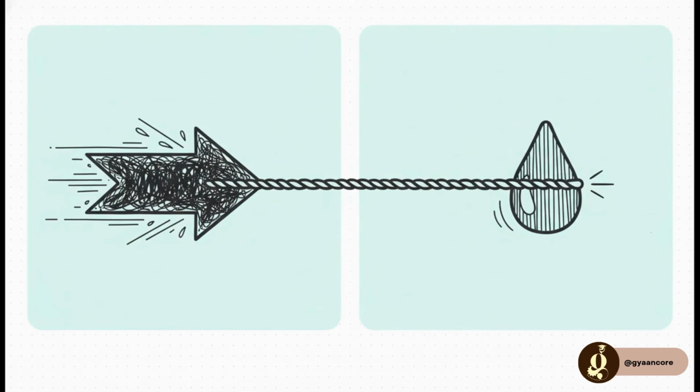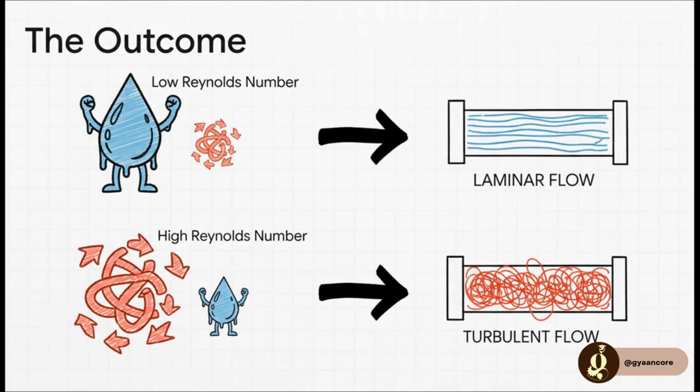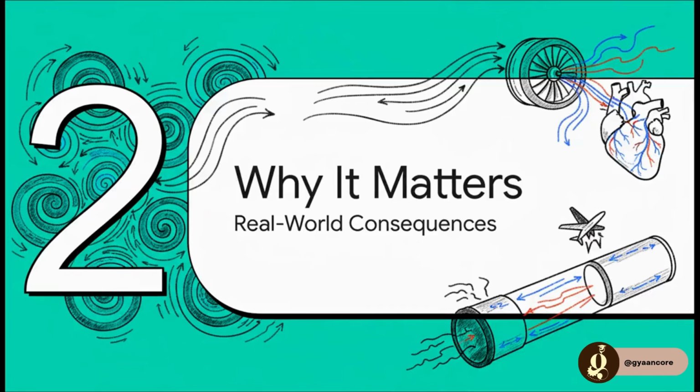The Reynolds number is just a tug of war. On one side, you have inertial forces. That's the fluid's own momentum, and it's always pushing for chaos. On the other side, you have viscous forces, the fluid's internal friction, acting like a brake, trying to smooth things out and promote order. And here's the result of that battle. When the Reynolds number is low, those orderly, viscous forces win the tug of war. The result? Smooth, predictable, laminar flow. But when that Reynolds number gets high enough, the chaotic, inertial forces totally take over, and the flow just flips into turbulence.